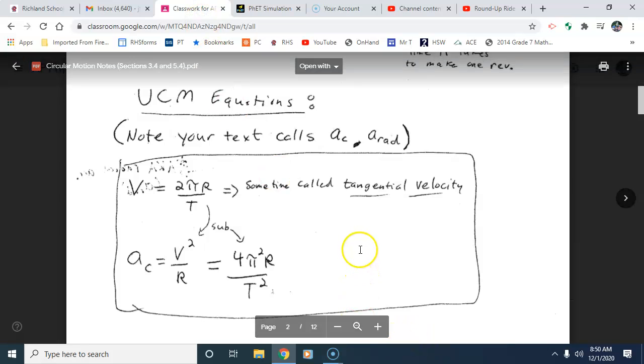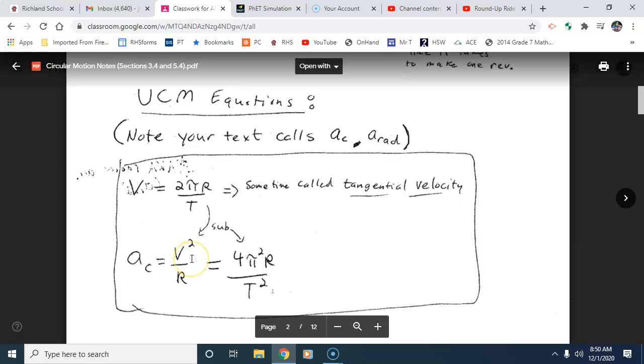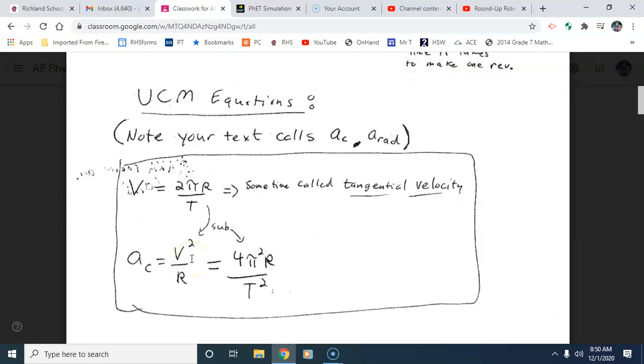Now for centripetal acceleration, the main formula is a sub c equals v squared over r. We will prove this formula, hopefully, in an in-person lab when we all get back together. So for now, just take my word for this formula.